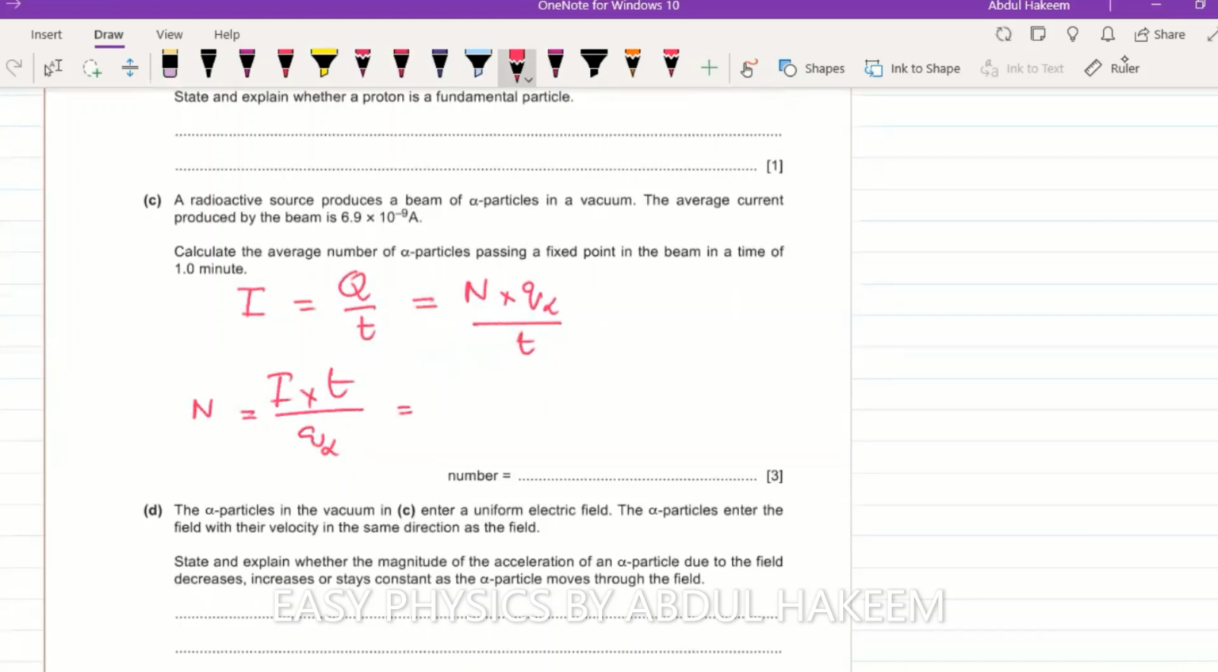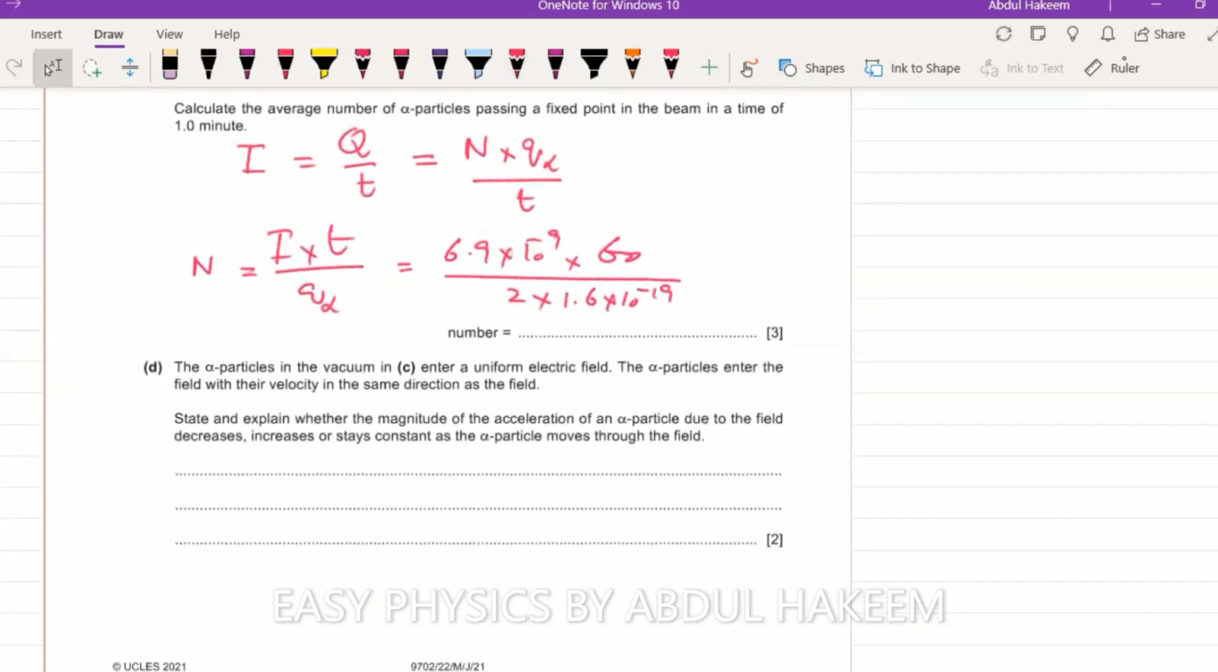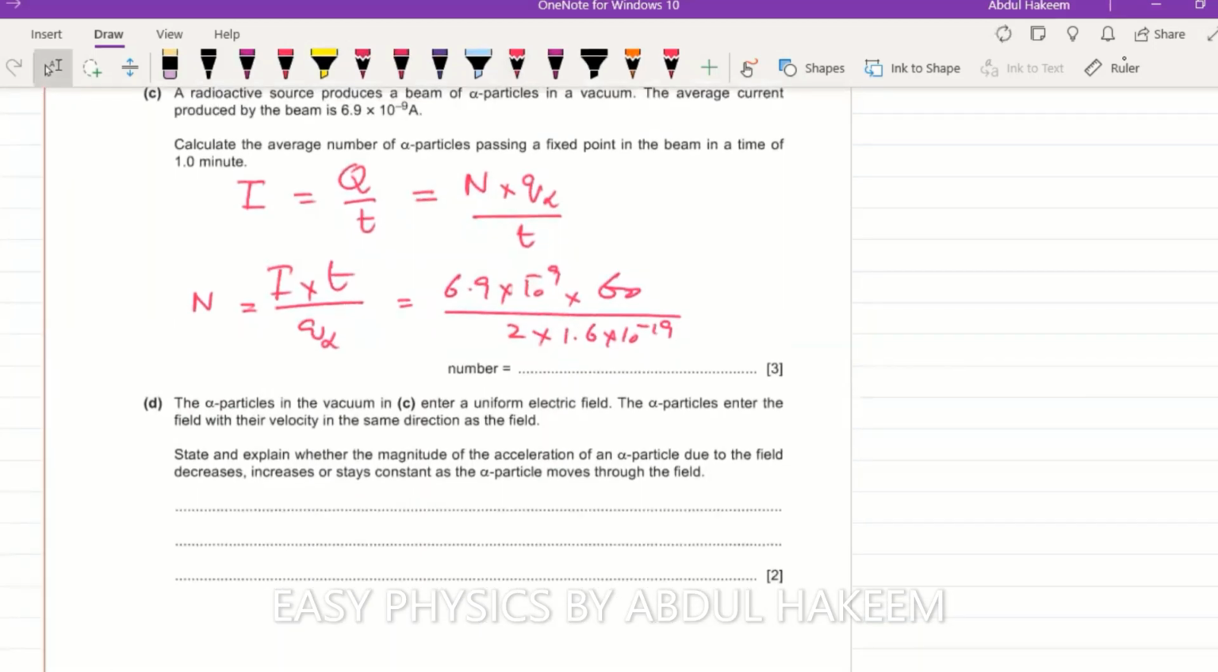So current multiplied by time divided by charge of the alpha, this is the number. Now the current is given, which is 6.9 into 10 power minus 9. And the time is 1 minute, means 60, divided by charge of the alpha. Due to 2 protons, it is double the elementary charge, 1.6 into 10 power minus 19. Now let me calculate. It is approximately 1.3 into 10 power 12. So this is the number of alpha particles due to this current.